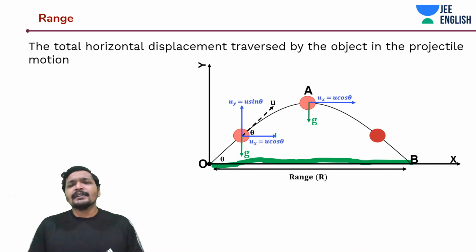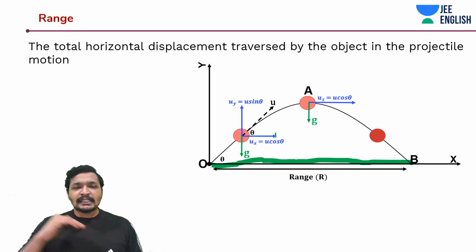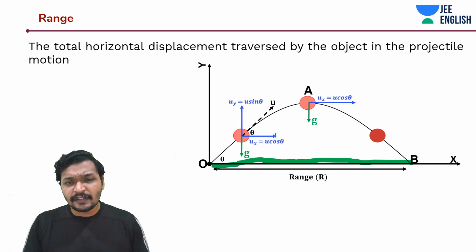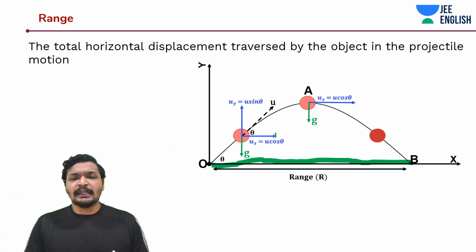So how do we derive this? You know the velocity along the x-axis is constant. You know the time of flight, 2u sin theta by g, which we just derived, and you will find that the range is 2u sin theta into ux by g, which is 2u sin theta into u cos theta by g. That would be 2u squared sin theta cos theta by g, which is u squared sin 2 theta by g, since 2 sin theta cos theta is equal to sin 2 theta.